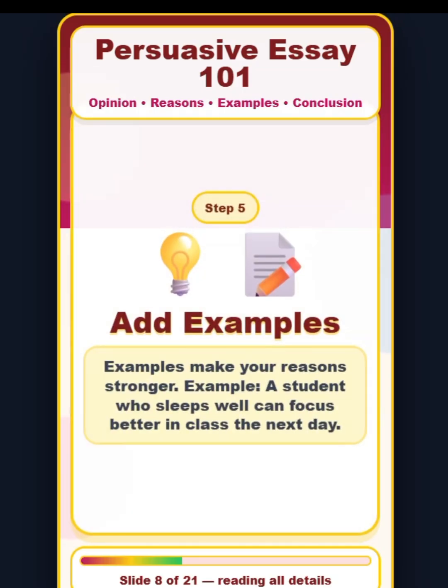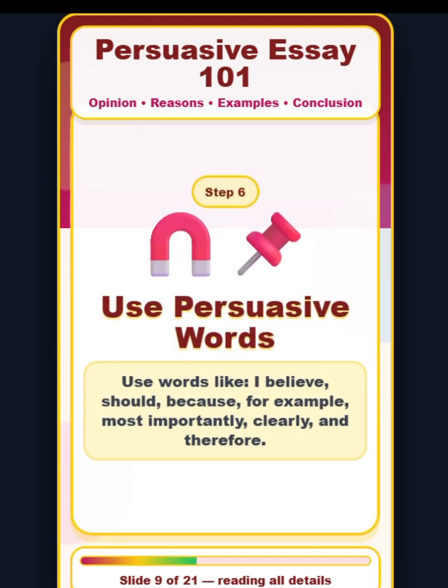Step 5. Add examples. Examples make your reasons stronger. Example, a student who sleeps well can focus better in class the next day. Step 6. Use persuasive words. Use words like, I believe, should, because, for example, most importantly, clearly, and therefore.